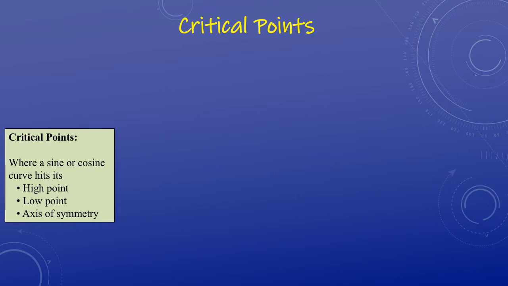All sine and cosine curves have 5 important points within one of its periods. We call these points critical points. These critical points are where the curve hits its high point, its low point, and its axis of symmetry, which is the horizontal line of which half of the curve is above and half is below.